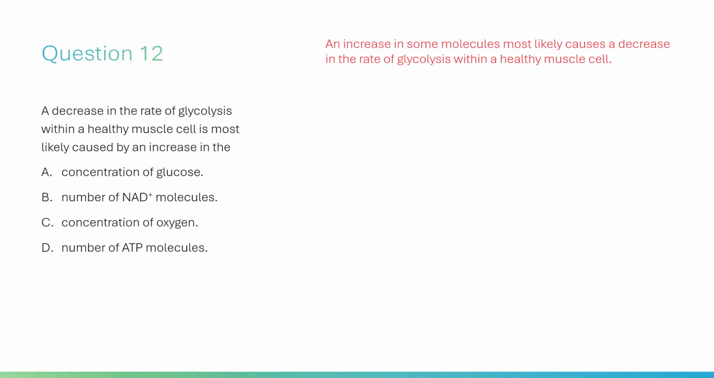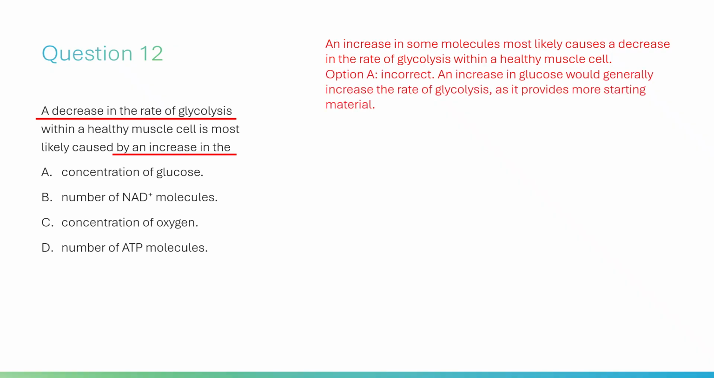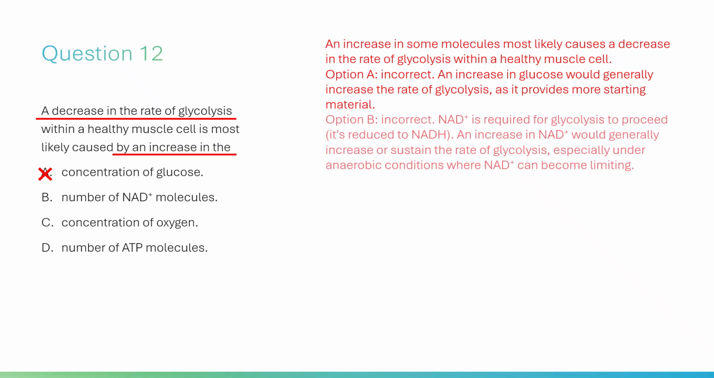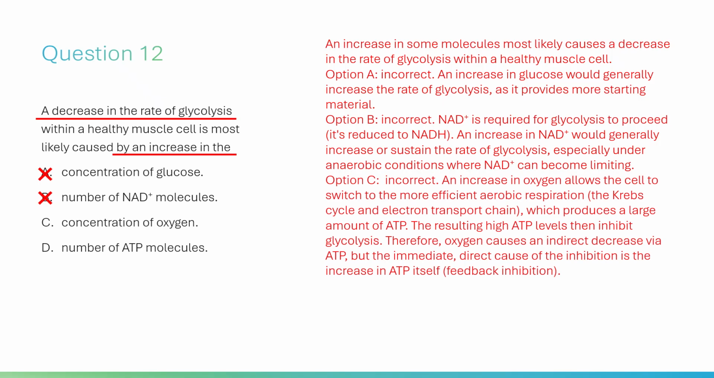An increase in some molecules most likely causes a decrease in the rate of glycolysis within a healthy muscle cell. Option A, incorrect. An increase in glucose would generally increase the rate of glycolysis, as it provides more starting material. Option B, incorrect. NAD+ is required for glycolysis to proceed, it's reduced to NADH. An increase in NAD+ would generally increase or sustain the rate of glycolysis, especially under anaerobic conditions where NAD+ can become limiting.